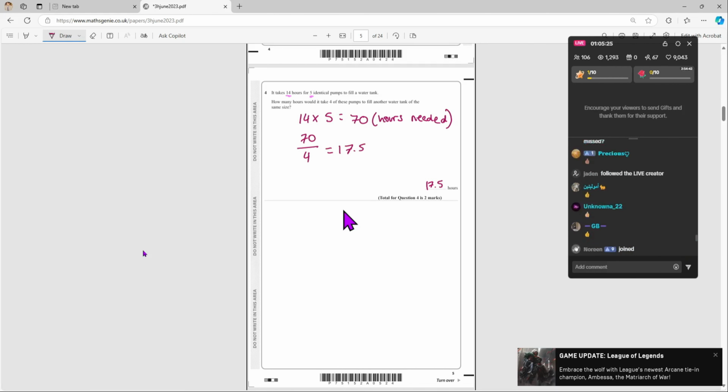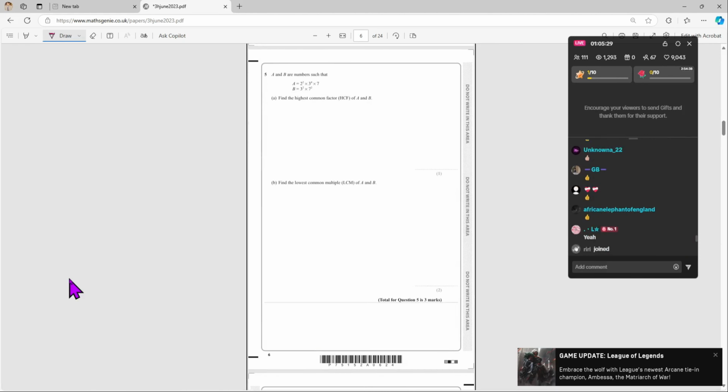Okay, let's move on to our next question. Question number 5. A and B are numbers such that A is equal to 2 squared times 3 to the power of 4 times 7, and B is equal to 3 squared times 7 squared. Find the highest common factor, HCF, of A and B.